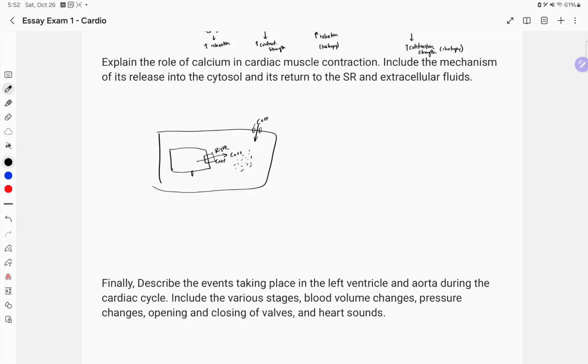And then, again, we just have our SERCA pump that's going to take this calcium in the ICF and put it back up here into the sarcoplasmic reticulum. And I think we also have some calcium pumps that will pump calcium out of the cell into the ECF as well as needed.